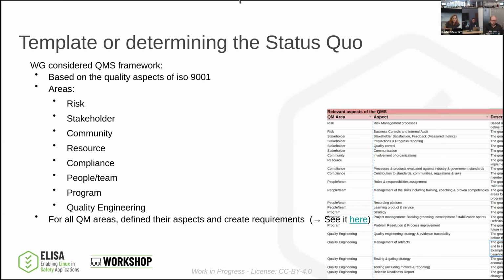So I said before, we want to determine the status. And for that, we considered a QMS framework that was based on the quality aspects of ISO 9001. And there are certain areas that are always considered. I could now just read them through to you, but this is just a worksheet, so I can also just open it.